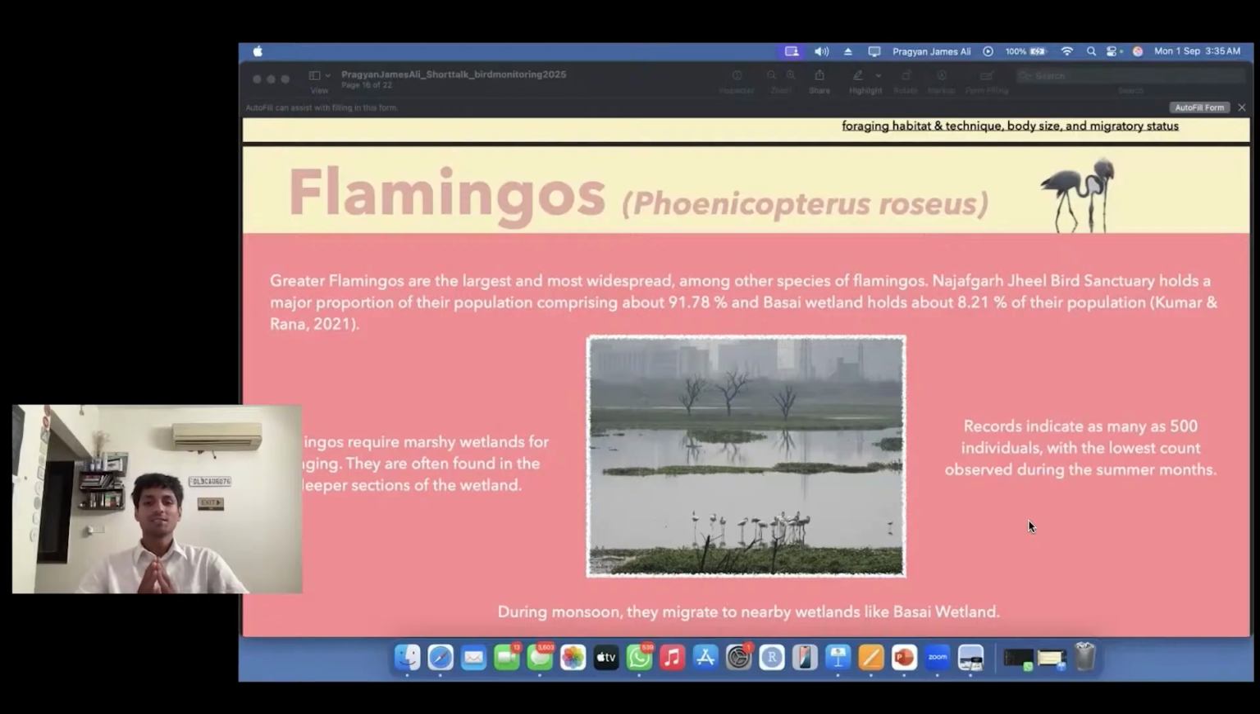During the lean seasons of the year, however, for example the summer and the monsoon season, they migrate to nearby wetlands. I say this with confidence because I'm continuing my research for this, and the last time I visited the Jheel was last week. And yeah, there were no flamingos. The extreme inundation of the Jheel had driven the flamingos away to nearby wetlands such as the Basai wetland.